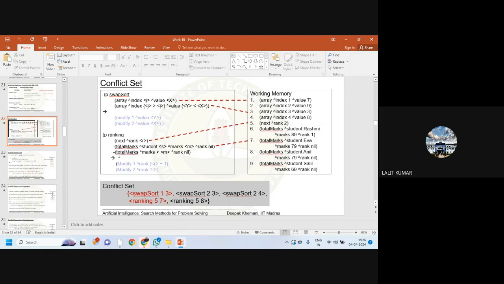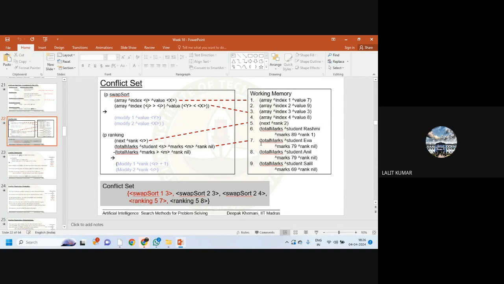And the third is a negative pattern, that it should not be existing. So here we can see next rank 2, total marks student, marks, and rank nil. So it will take all of them, 6, 7, 8, 9, one by one. And now what should not exist? It says the marks should not be greater than M. For example, we take Rashmi, but here the condition is nil, so 6 will not be considered. So this pattern does not match, because here the rank is nil, here the rank is 1. So only 7, 8, 9 match.